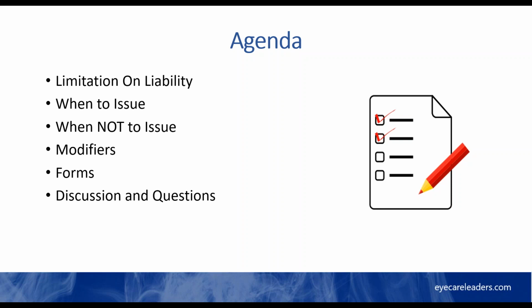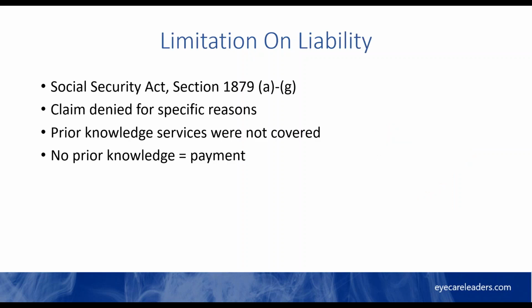The forms, we're going to discuss where the forms exactly need to be filled out, because with the ABNs, they have to be filled out 100% complete, correct, or they will be rejected. And then also we will have a discussion and some questions afterwards. So first we'll start with the limitation on liability.